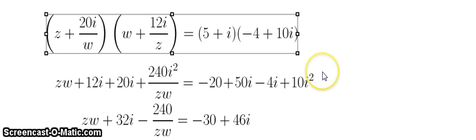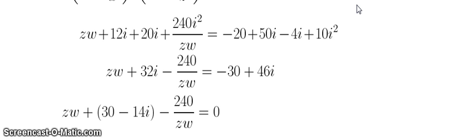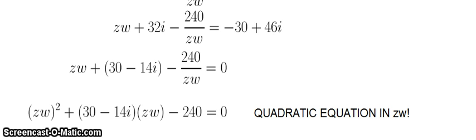Great. And similarly, when you multiply out the other side, it's just the standard old thing. Once you've simplified and gathered the terms together, you wind up with ZW plus 32i minus 240 over ZW equals, well, it works out to be negative 30 plus 46i. And you can put it all on one side. What's really cool about that is if you multiply both sides by ZW, you get a quadratic equation in ZW: ZW squared plus a complex number times ZW plus, well, minus 240 equals 0.